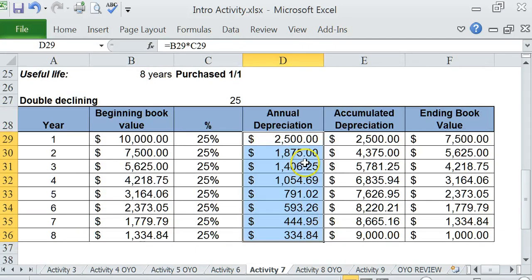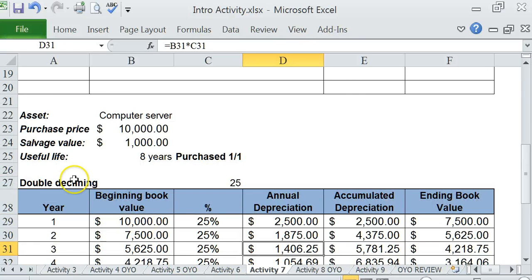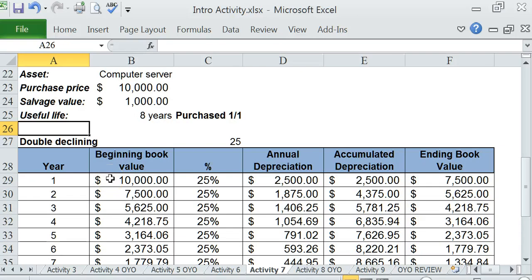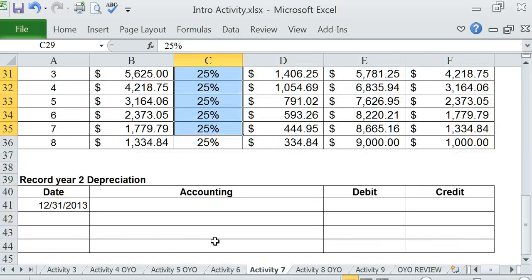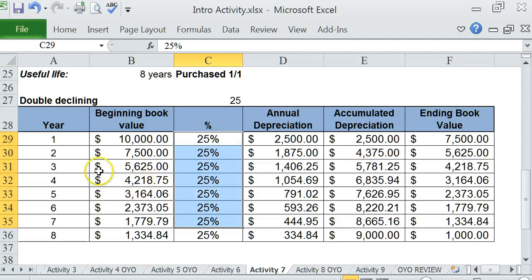All right. This is our depreciation schedule for an 8-year depreciation using double declining balance. Again, the formula was 100 divided by 8, doubled to get this 25%. All right, let's look at our journal entry here. Let's say it's recording year 2 depreciation. We go to year 2. Go over here, see where it says annual.